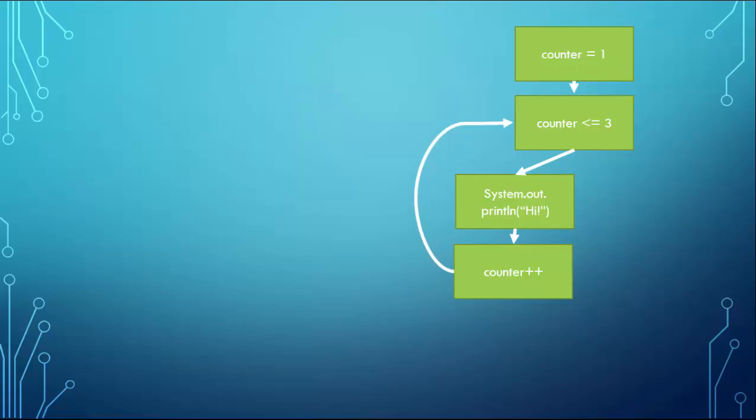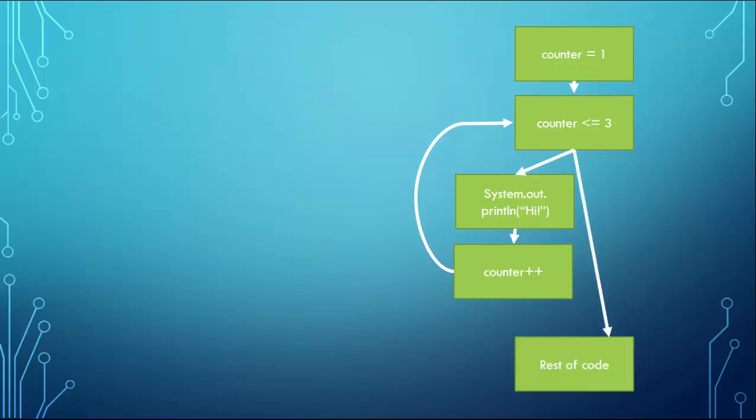So if counter is 2 now, 2 is less than or equal to 3, we'll display high on the screen again, and we'll add 1 to counter. Now counter is 3. 3 is less than or equal to 3, we'll display high again, we'll add 1 to counter, now it's 4. 4 is not less than or equal to 3, so we hit our condition. It's false.